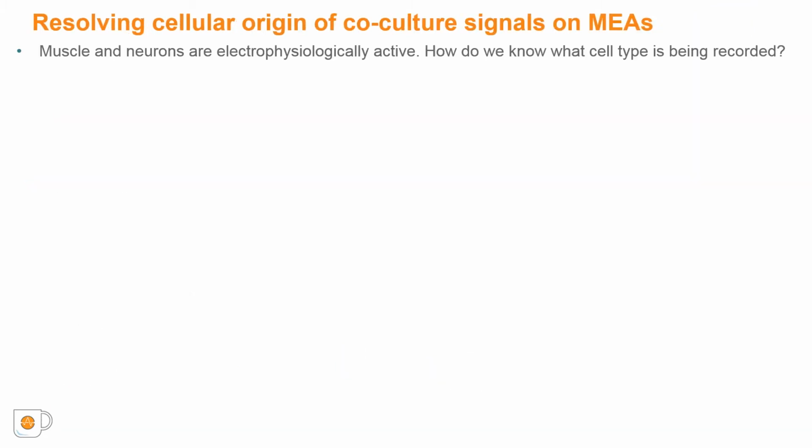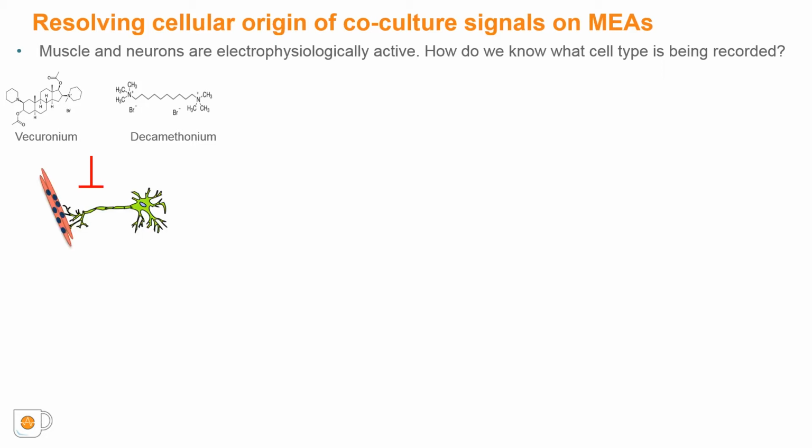Given that both skeletal muscle and motor neurons are electrophysiologically active, we attempted to determine the origin of the recorded signals. To do this, we utilized 2 neuromuscular antagonists, vecuronium and decamethonium bromide, which work via differing mechanisms to produce blockade of the neuromuscular junction. For the assay, we quantified the evoked spike counts, or spikes that occur in a 500 millisecond window following light stimulation, shown in the pink highlighted regions of the representative raster plot.